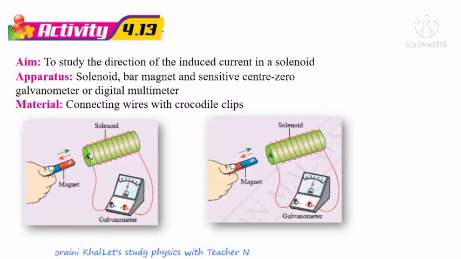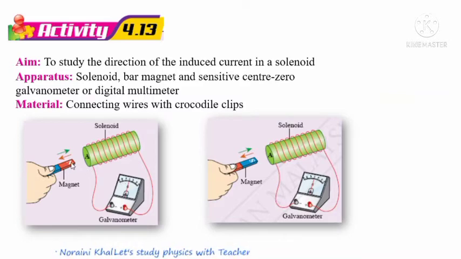So when it is anti-clockwise, you can mark the direction of current flow in the circuit. The galvanometer pointer will deflect. Current flows in the solenoid from right to left. Thus, the pointer will deflect to the left.